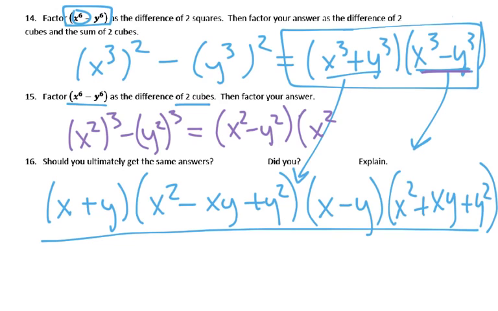x squared plus x, oh, hold on. That would be x to the fourth, wouldn't it? Because it's x squared squared, right? It's x squared squared minus x squared y squared, oh, plus y to the fourth. Okay.